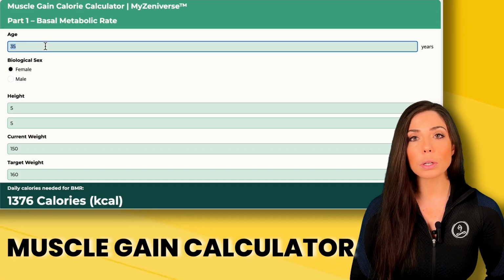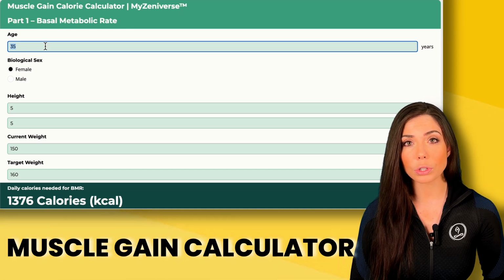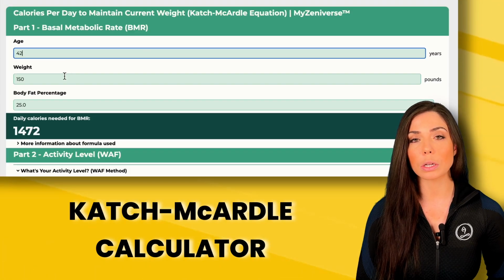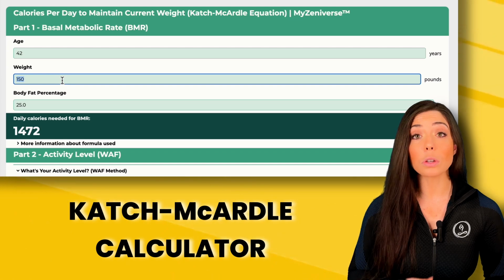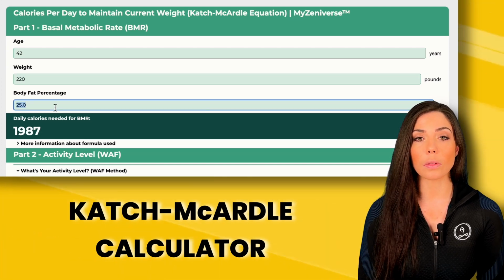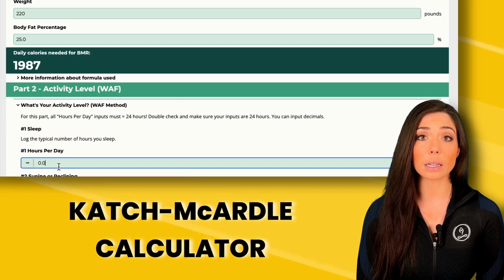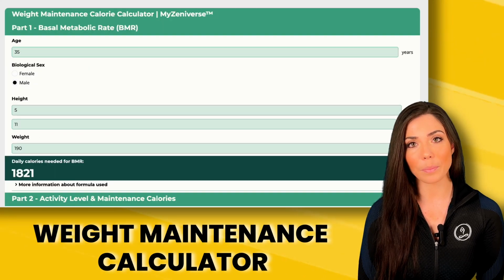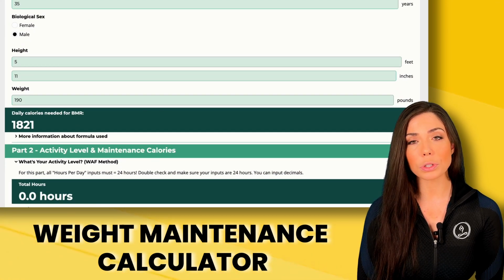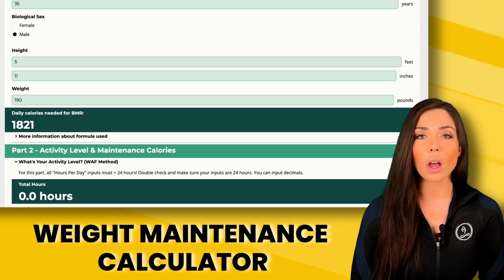I have one for muscle gain. I have the Katch-McArdle equation, one that incorporates the body fat percentage. And so I have all those equations that you would need. If it is an extra service that you'd be interested in, just let me know. Reach out to me. Otherwise, I'll just always assume that my packets are good enough.